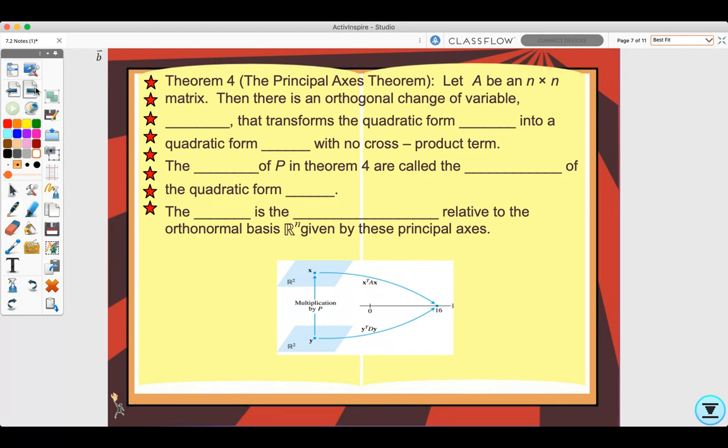So let's look at theorem 4, the principal axes theorem. Let A be an n by n symmetric matrix. Then there is an orthogonal change of variable, x equals Py, that transforms the quadratic form x transpose Ax into a quadratic form y transpose Dy with no cross product term. The columns of P in theorem 4 are called the principal axes of the quadratic form x transpose Ax. The vector y is the coordinate vector of x relative to the orthonormal basis of Rn given by these principal axes.